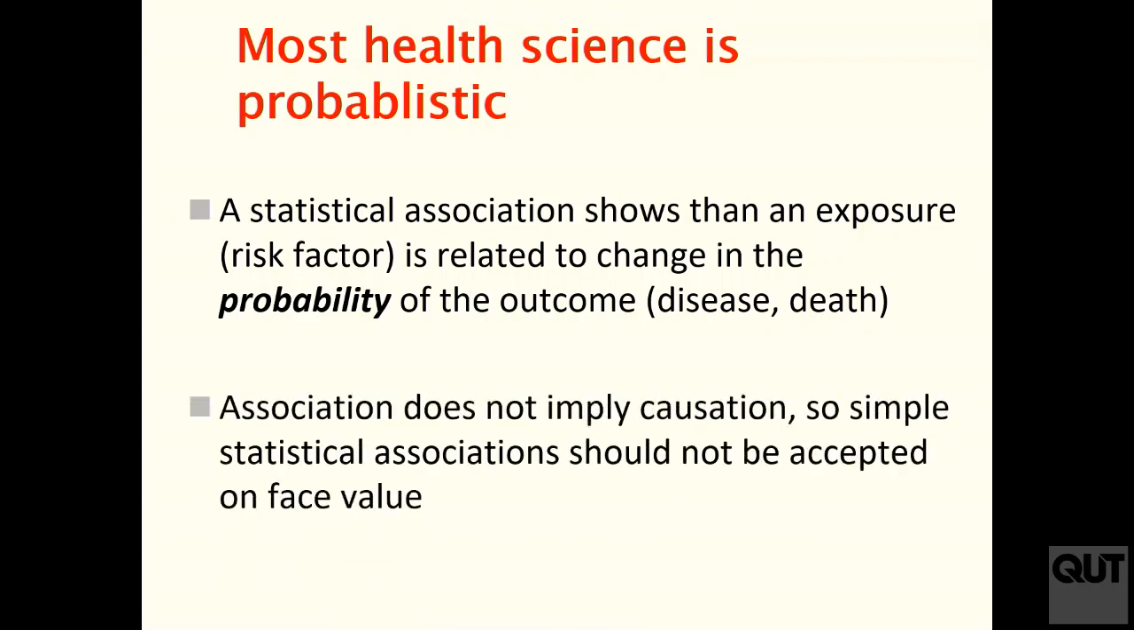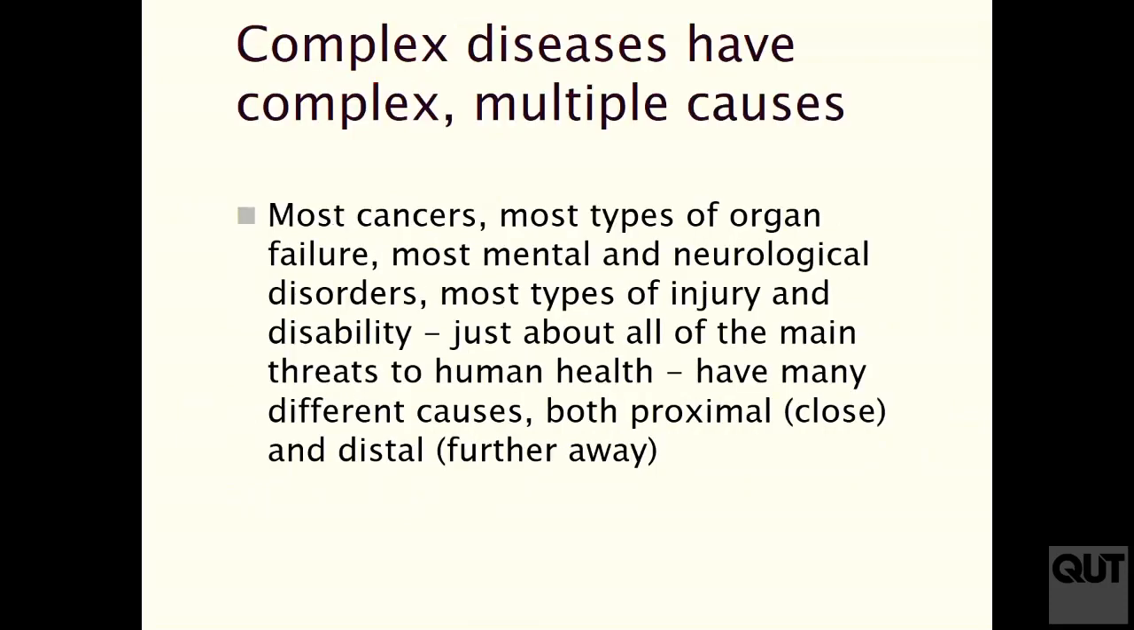Association, as we know, you know this phrase, association does not imply causation. So simple statistical associations can't be accepted on face value. Complex diseases have complex multiple causes. That's why they're called complex diseases. So most cancers, most types of organ failure, most mental and neurological disorders, most types of injury and disability, just about all of the main threats to human health have many different causes.